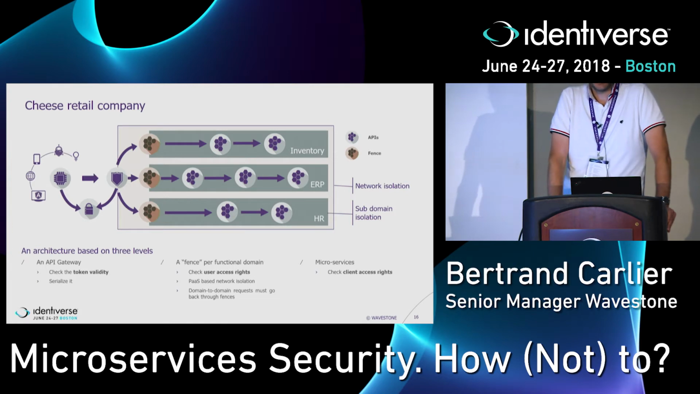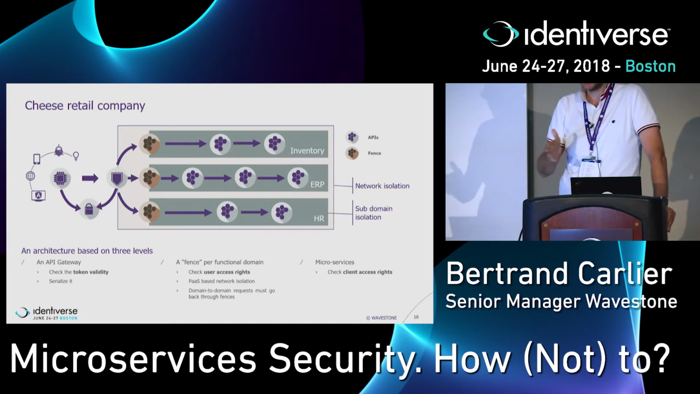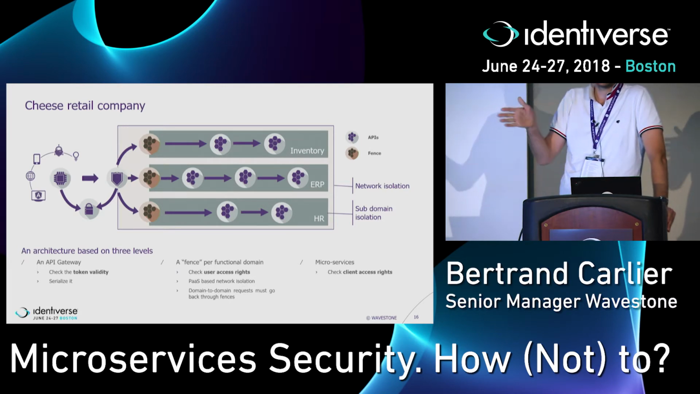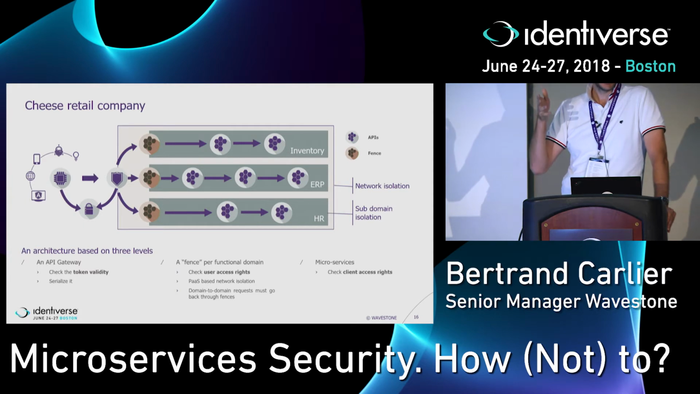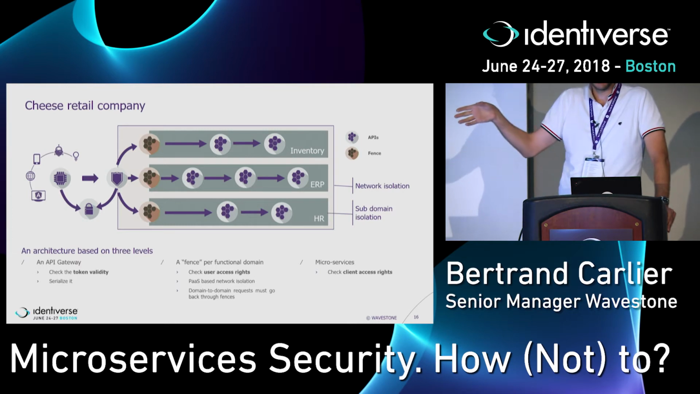You have an API gateway. It is a three-level architecture. The API gateway just checks the token is valid. It is not expired. It has been issued by someone I know. So I'm going to let the request go through, and I'm going to serialize the token and pass clear text information to the fences. Fences are dedicated services that you must go through before reaching the real APIs.